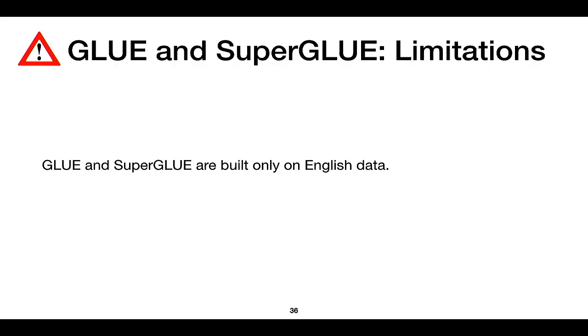So GLUE and SuperGLUE are built only on English. We're deliberately targeting the easiest, highest resource cases of language understanding tasks that seem realistic to us. We're focusing on English; dealing with lower resource languages, or even just languages that are not quite as international, would likely be harder and somewhat different.